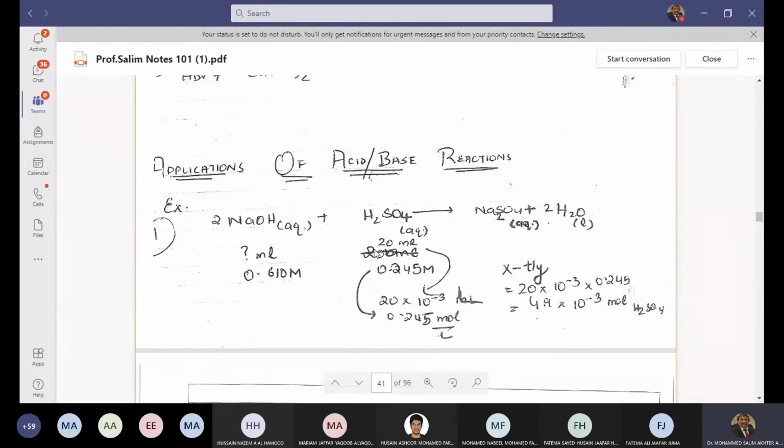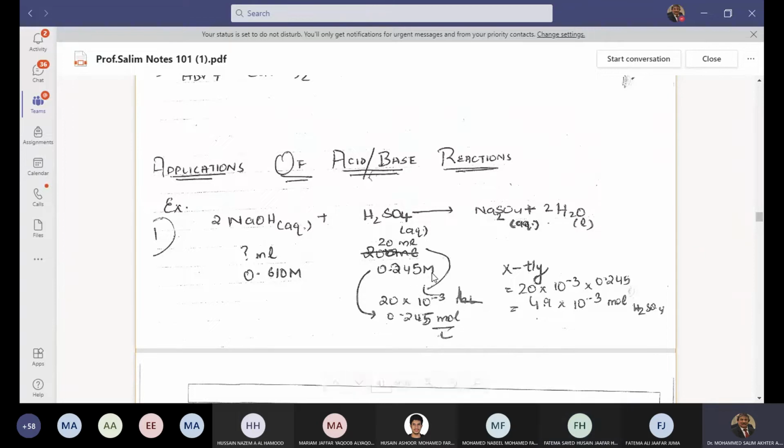20 ml. Remember what I want to calculate. First step. Can I convert 20 ml into liters? Yes. How do you convert ml into liters? You divide by 1000. Can I write down 20 into 10 to the power minus 3 liter? Yes, sure.